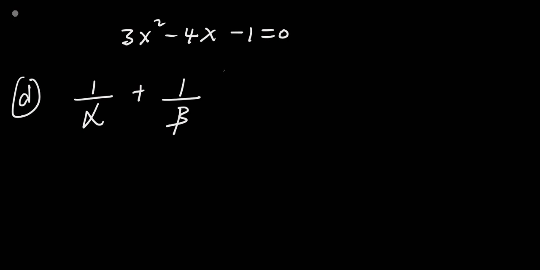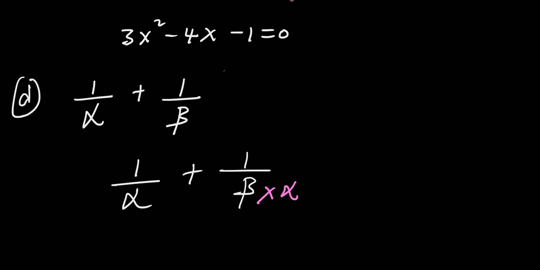1 over alpha plus 1 over beta. To solve this problem, we need to find the common denominator, and to do that, all we have to do is to multiply this by alpha, multiply this by alpha, multiply this also by beta, and multiply this by beta.